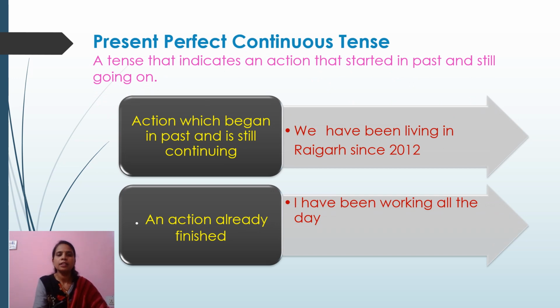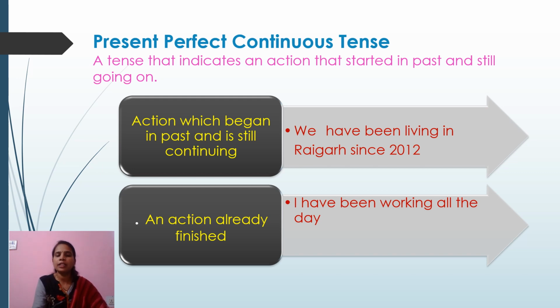Now the last tense, present perfect continuous tense. A tense that indicates an action that has started in past and it is still going on. For example, we have been living in Raigad since 2012. So we started living in the year 2012 and we are still living in Raigad. That is the meaning of the sentence.